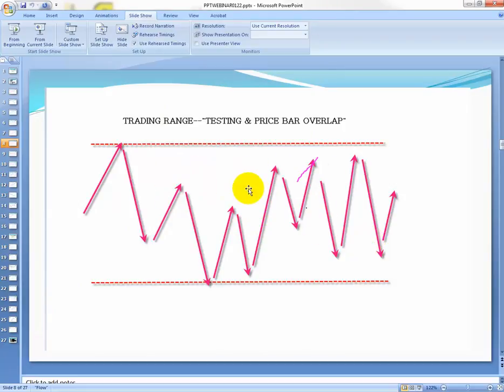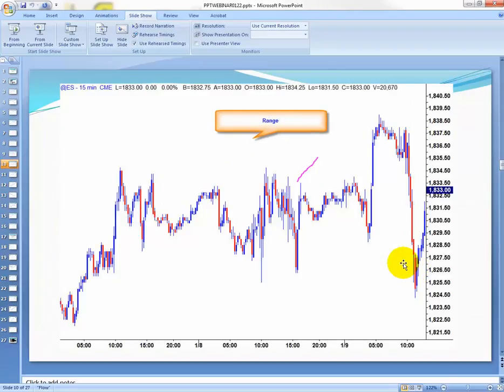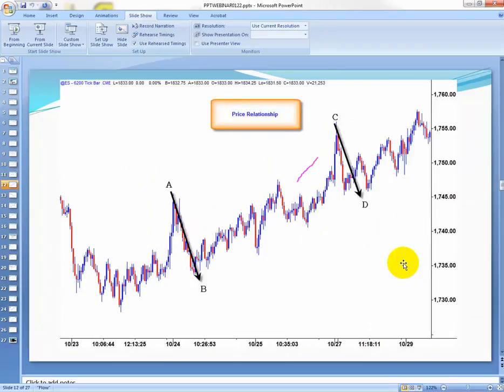This represents a trading range, where the market essentially is, as you see here, in a range going sideways, where prices are overlapping and not really going too far. All right, that's a range. This is a range.